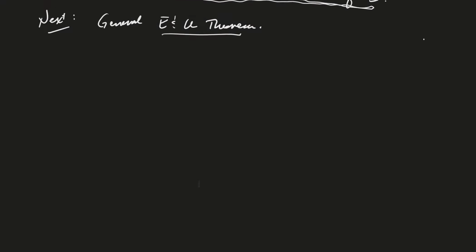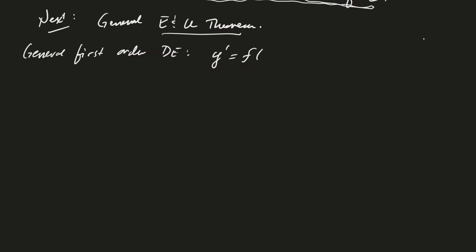We're back and we're talking about the general existence and uniqueness theorem. Good, so the general first order differential equation has the form y prime is equal to f of t, y. And so why I'm bringing this up is that we're going to be talking about this general form, but I want to talk about the function f for just a second.